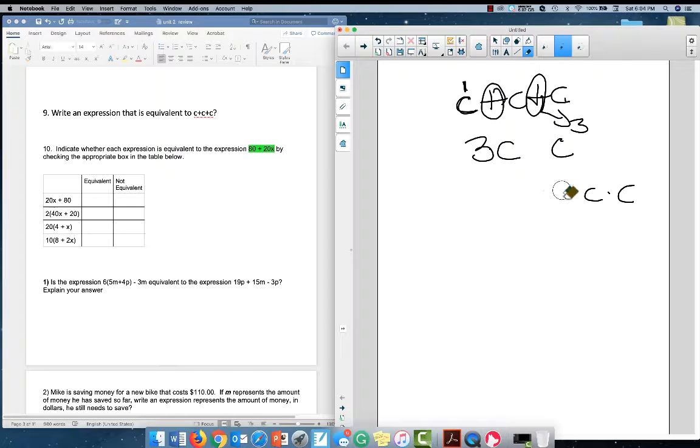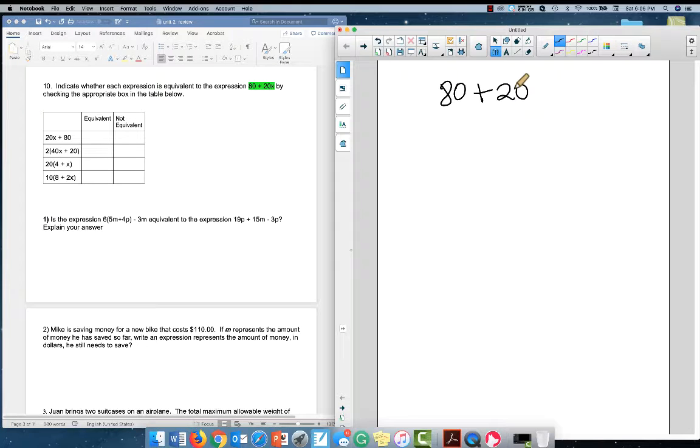Let me erase this so that you know. C has the value of 1. Another C has the value of 1. Another C has the value of 1 again. So let's count it: 1, 2, 3. And I have 3 C's. Okay? Got it? Okay, next.